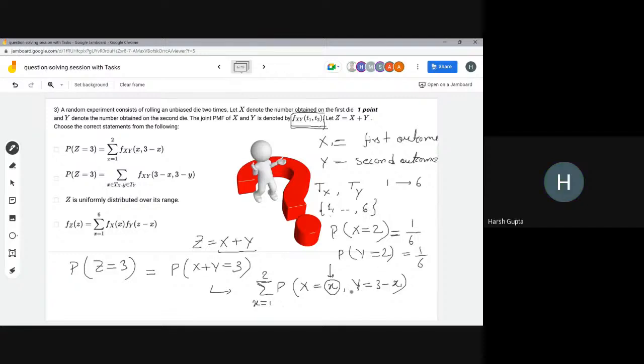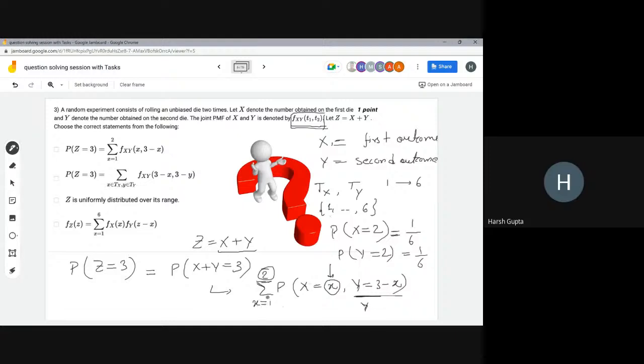So always keep focusing. In this question it is very clear, but in later parts you might get questions where it is very hard to even guess this range, very hard to find from where to where my x is going to vary. So in this kind of question, always try to focus on this part. Y is 3 minus x. So y is my random variable, and the range of y is what? 1 to 6, right? So it cannot be 0. Y cannot take value 0, right?